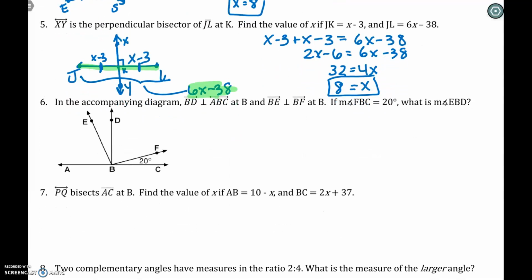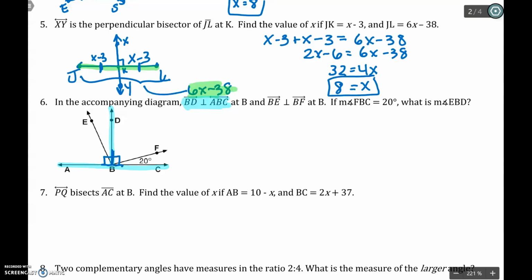Okay, number 6. In the accompanying diagram, segment BD is perpendicular to line ABC. So I'm going to highlight those in blue. Segment BD and line ABC. I'm sorry, ray BD and line ABC. They are perpendicular. That's what that symbol means. And that means that they're forming 90-degree angles. So on each side, the angle formed here and here would be a 90-degree angle.